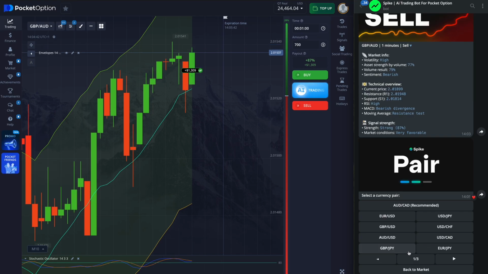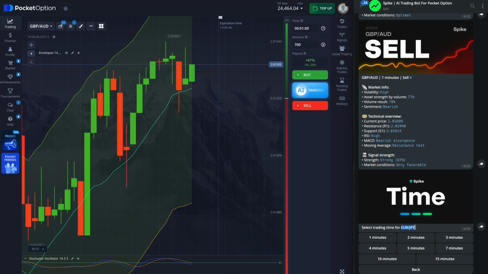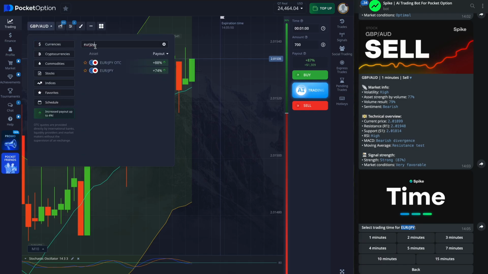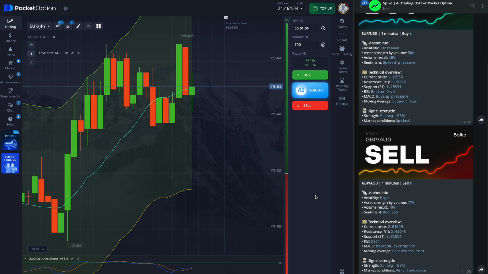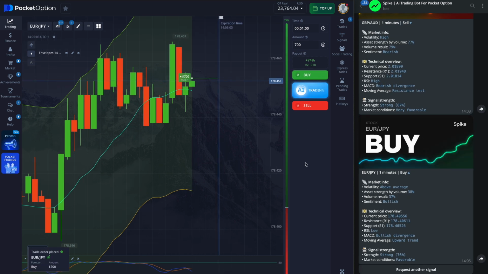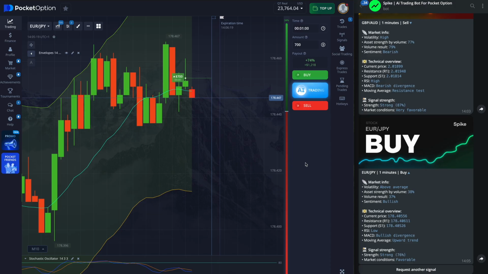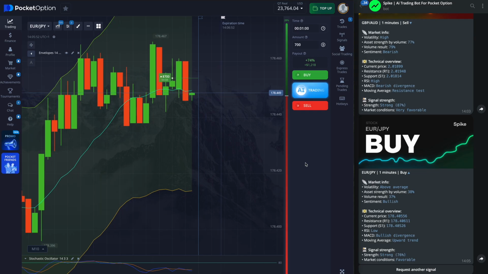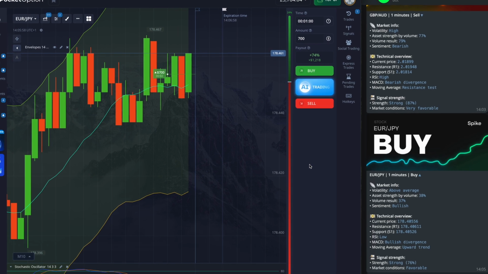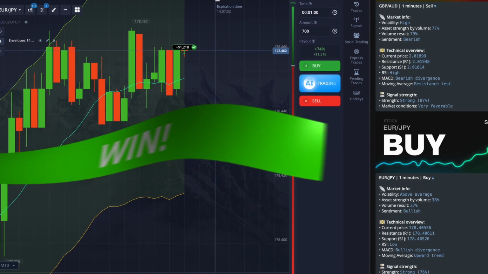Let's see what the bot gives us next. Got a buy signal from the bot. It was a winning trade! That's how this quick bot test ended.